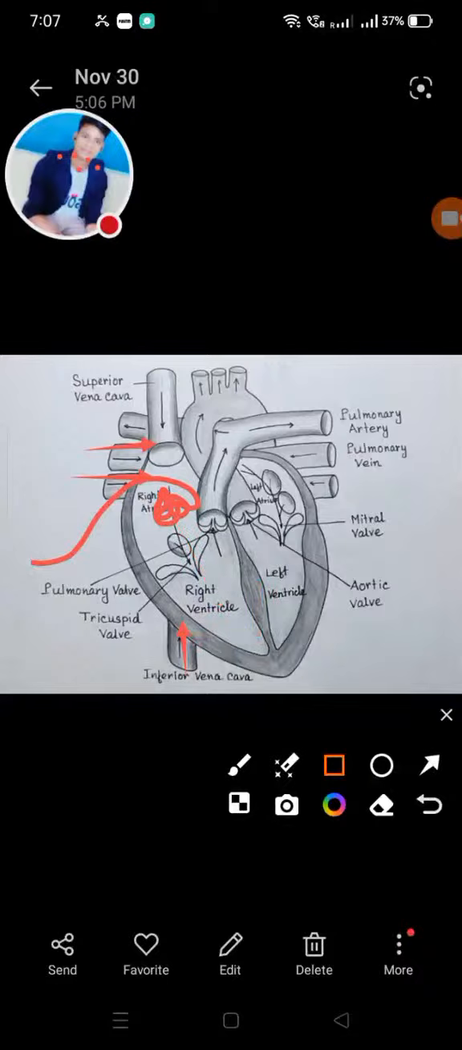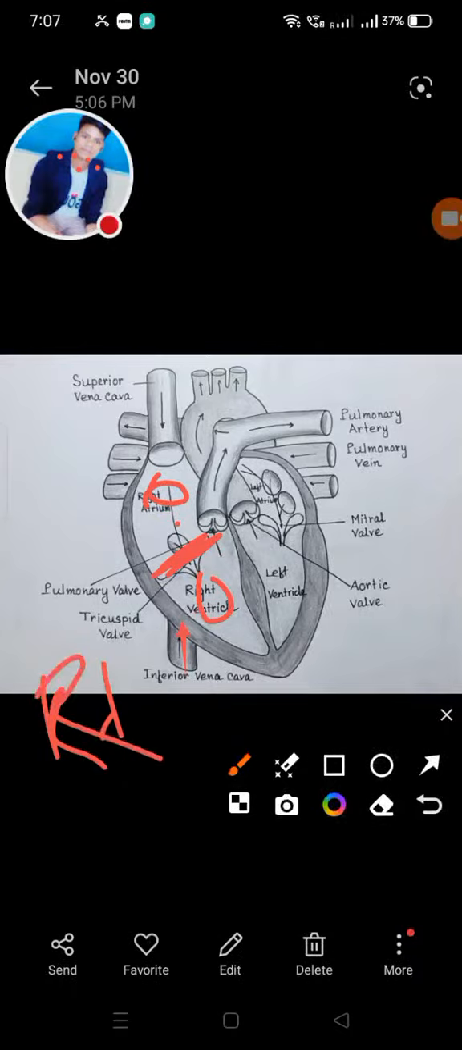In between we have a border. This border is present on the right side, between the right atrium and right ventricle. It's called the right atrioventricular septum. We have one atrium and one ventricle, and in the middle of both this border is present. That's why it is called the right atrioventricular septum.